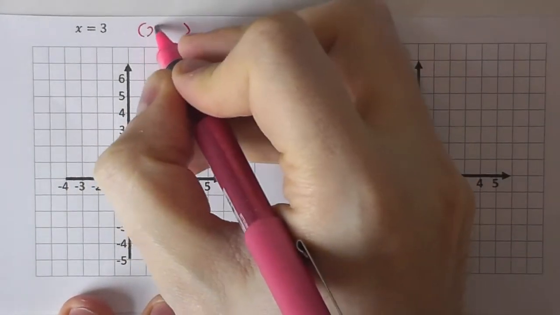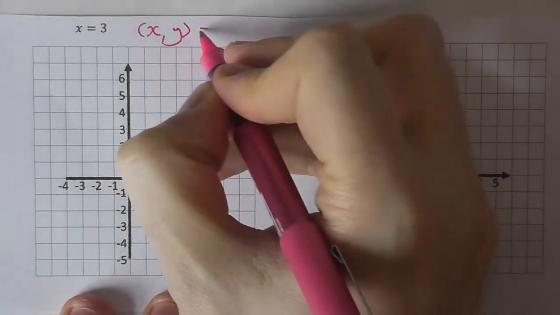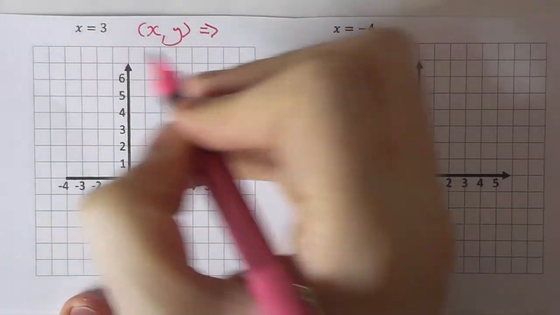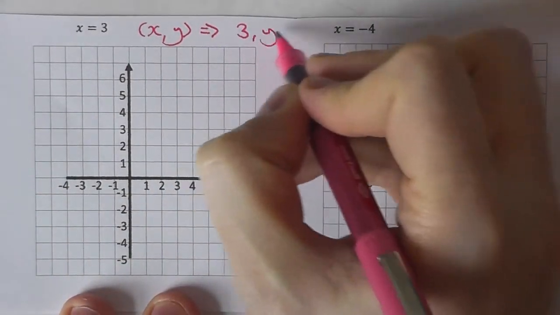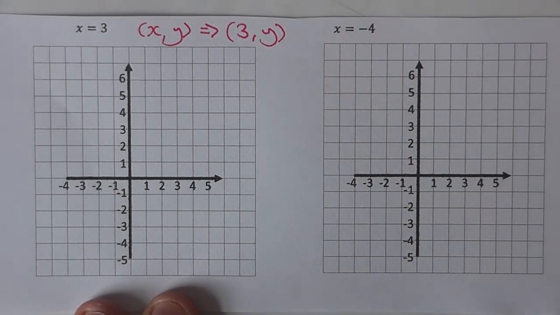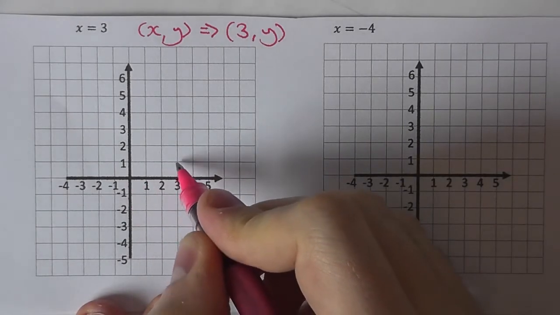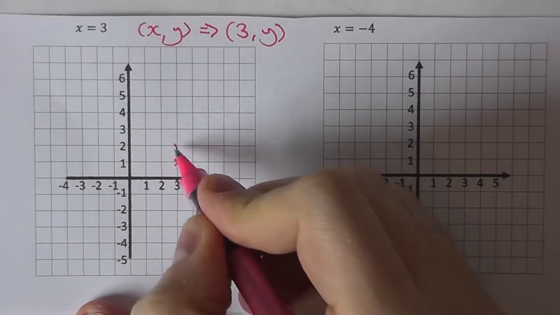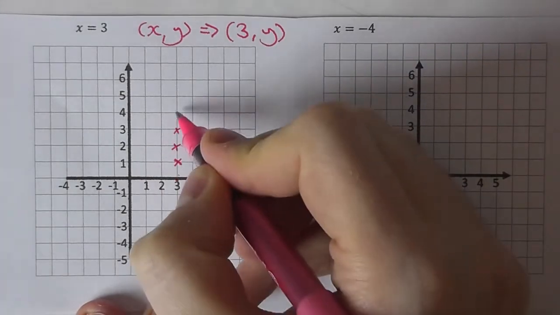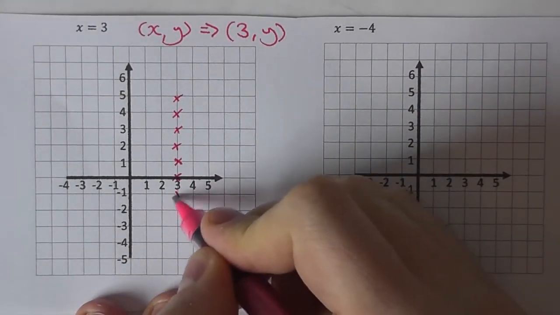So any coordinate is a pair of values, an x and a y. This time we are forcing the x number in the coordinate to be 3. So we are looking at every single coordinate where the x value is 3. For example, (3, 1), (3, 2), (3, 3), (3, 4), (3, 5), and so on. (3, 0), (3, -1).